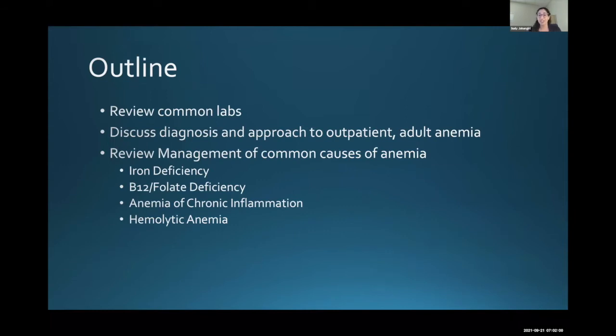So we're going to start initially with talking just about common labs that we review in the setting of anemia, discuss a general diagnostic approach to outpatient adult anemias, and the focus really will be adult. I don't do any pediatrics, so we won't be touching on that. And primarily outpatient management, although there is some overlap with inpatient issues as well. And then we're going to review some of the common causes of anemia and management of those common causes. That'll include iron deficiency, B12 and folic acid deficiencies, anemia of chronic inflammation, and hemolytic anemias.